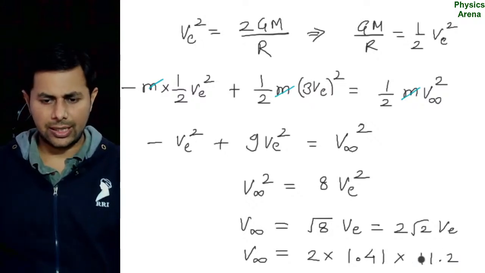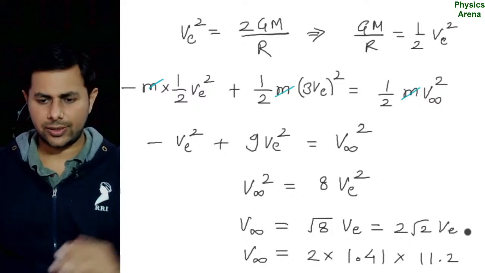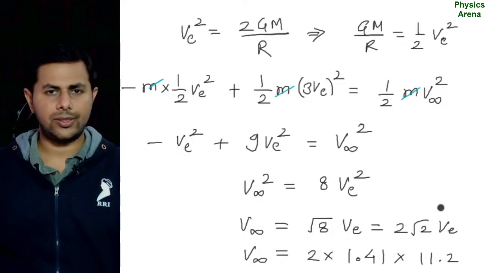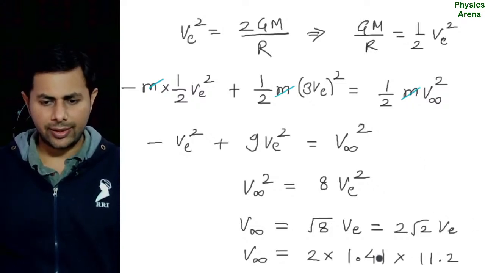Okay, so it is 11.2 times 2, that's 22.4. 22.4 multiplied by 1.41, that many kilometers per second. Okay, so you do that math.